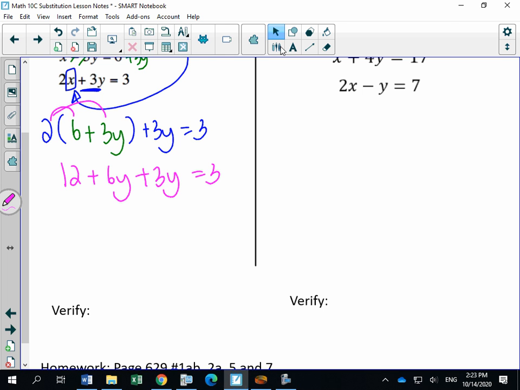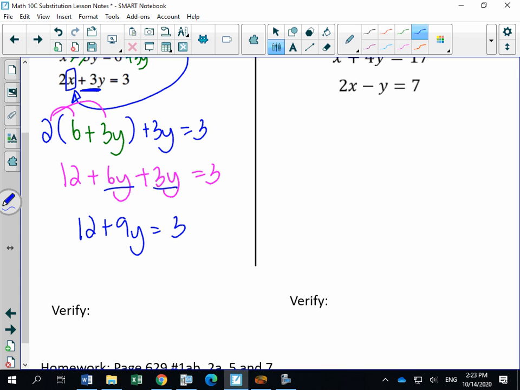Okay, so the like terms together would be my y's. So 12 plus 9y is equal to 3. We need to get y by itself, so get rid of that 12. 9y is equal to negative 9. Isolate y by dividing by 9. y is equal to negative 1.